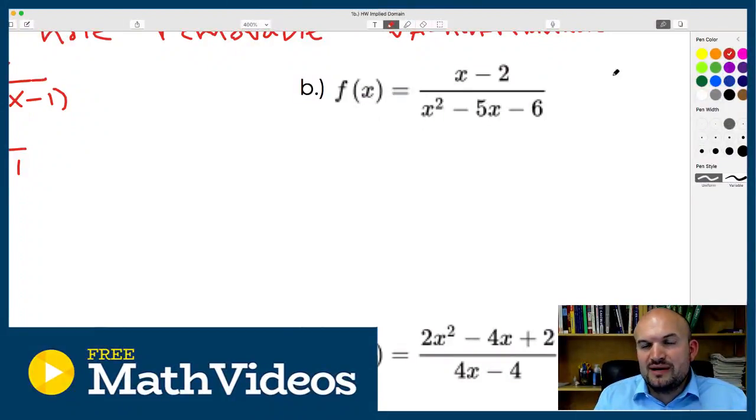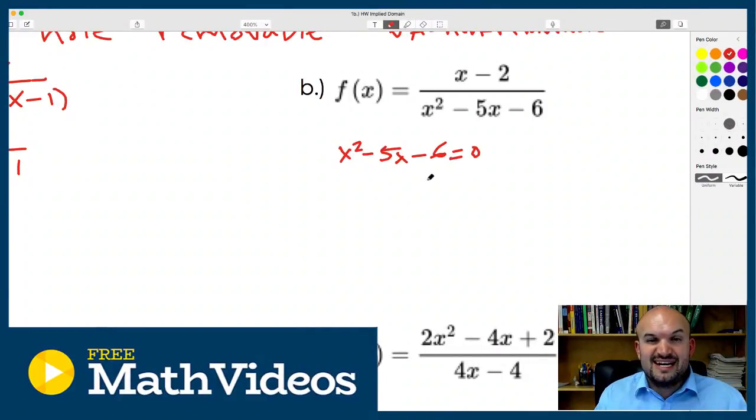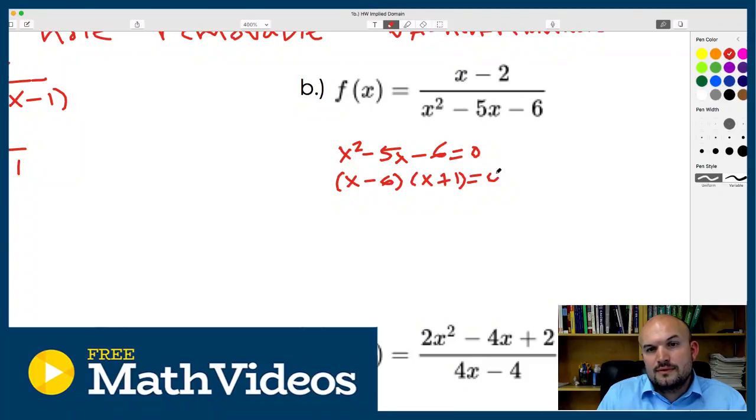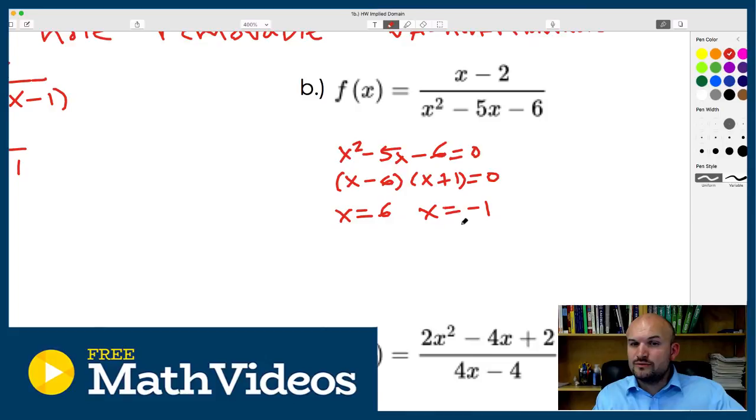So typically what I like to do, which I didn't do in the last example, is I see my denominator and say, all right, let's just find the discontinuities. Let's find the values that are undefined for my function. So x squared minus 5x minus 6 equals 0. I need to factor this. What two numbers multiply to give me negative 6, but also add to give me negative 5? Well, that's going to be x minus 6 and x plus 1. So I'm just going to skip the zero product property and know that my values that are undefined for my function are x equals 6 and x equals negative 1.